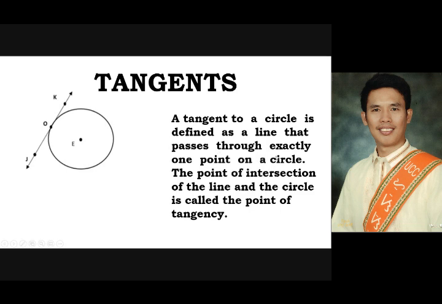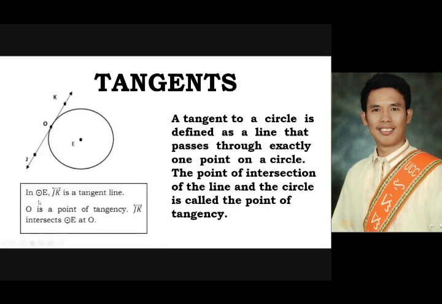A tangent to a circle is defined as a line that passes through one point on a circle. The point of intersection of the line and the circle is called the point of tangency. So from this figure, we have here a circle E. Point O is a point where the line JK passes through. So in circle E, JK is a tangent line. O is the point of tangency of line JK.